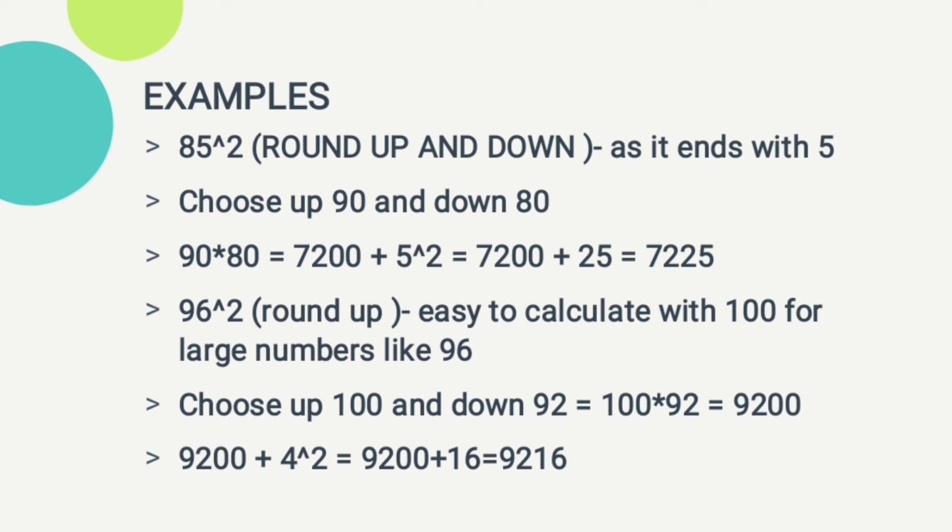Rounding up and down. We saw rounding up and rounding down separately, but for numbers ending in 5, you have to do both. For example, 85 the whole square. 85 ends with 5. So we have to round both up and down. Both we have to do.